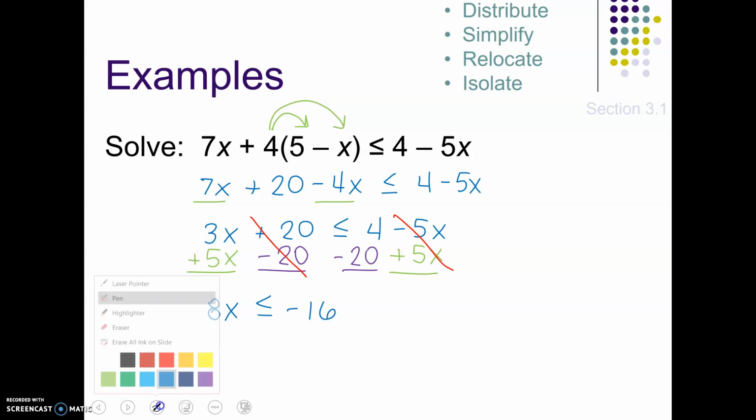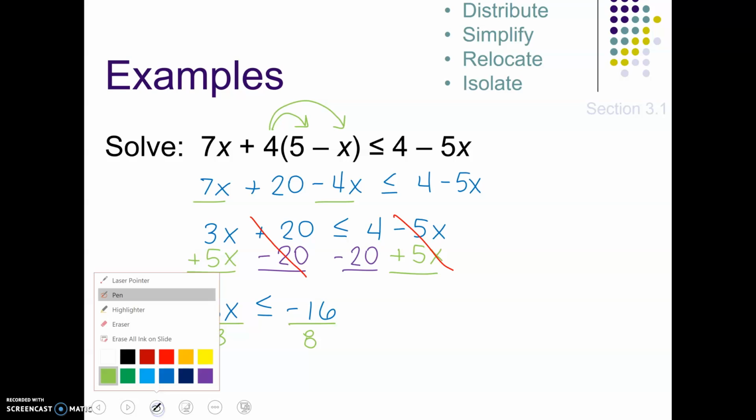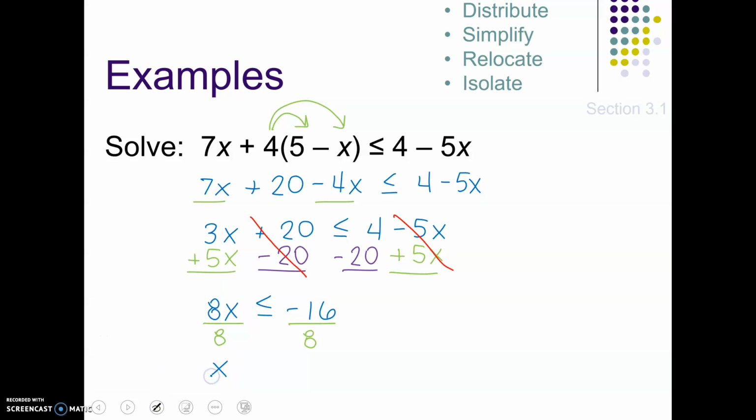So now my letters are on the left, my numbers on the right, and my last step is to isolate, which means get the letter by itself. Right now there's an 8 attached to the x with multiplication. We're going to detach it with division, and that's fine to do as long as you do the same thing to both sides. So now on the left, the x is by itself. This is less than or equal to negative 16 divided by 8, which is negative 2. And so in this one, we're saying that x can be less than or equal to negative 2.